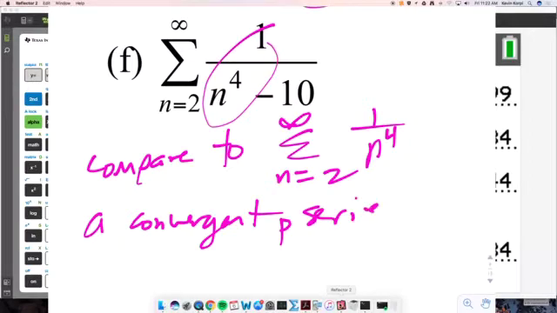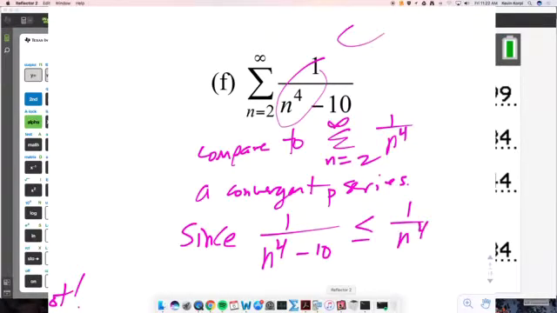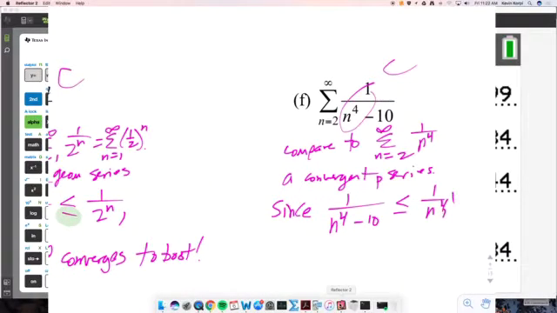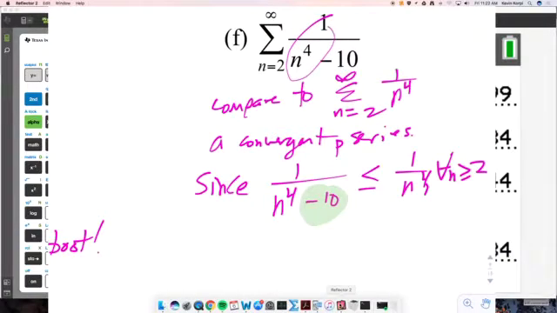P-series. So once again, if it's convergent, we have to show that the given one is what? Smaller. So since 1 over n to the fourth minus 10 is less than or equal to 1 over n to the fourth, is that true? Oh yeah, for all n greater than or equal to 2. I don't think so either, actually. That's a minus 10 instead of a plus 10. When it's a minus 10, you're making the denominator smaller, which makes the fraction bigger.